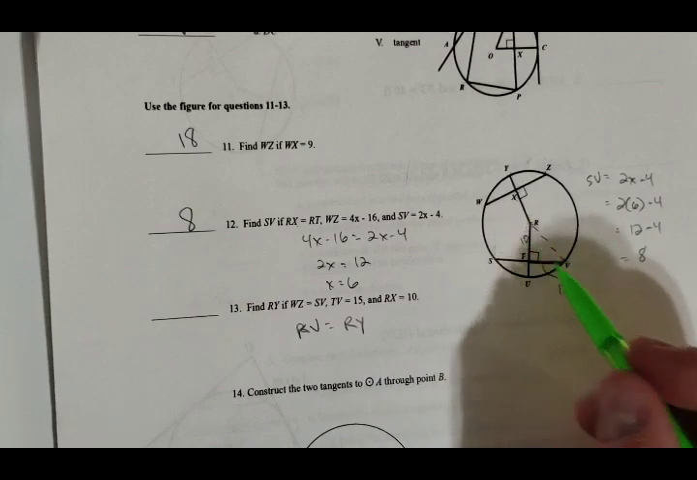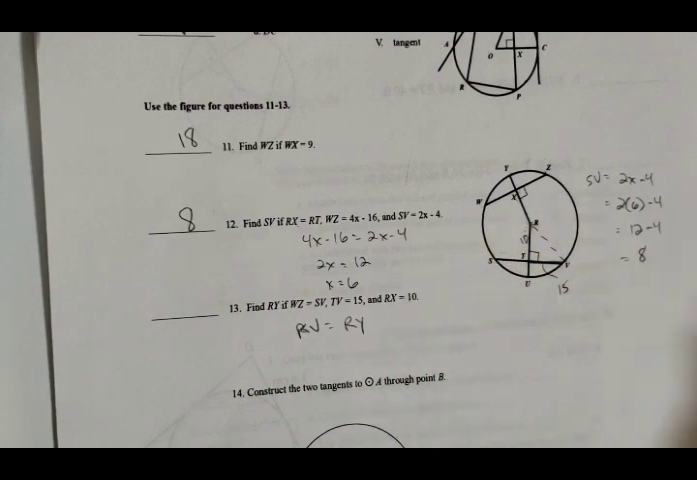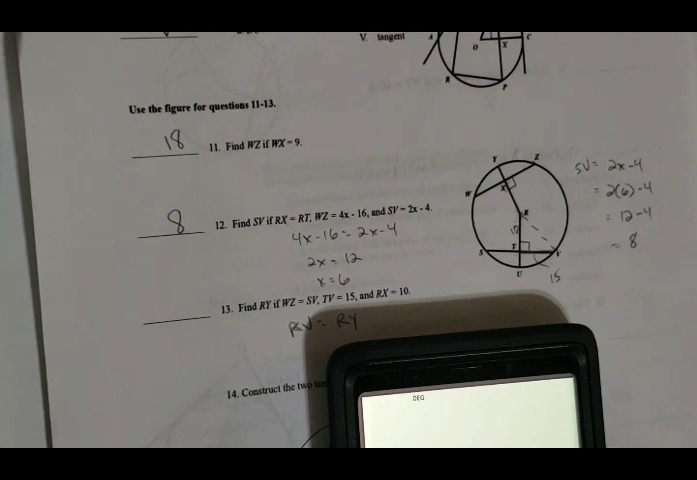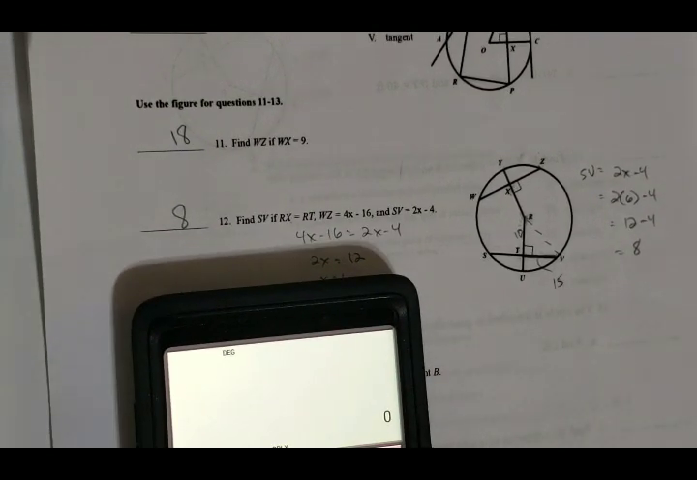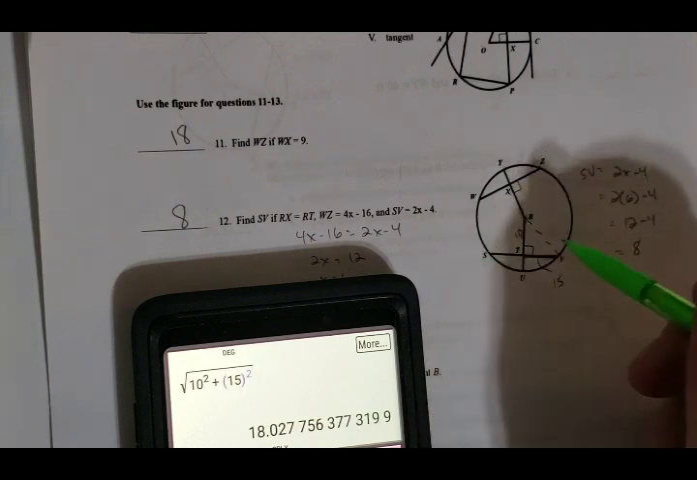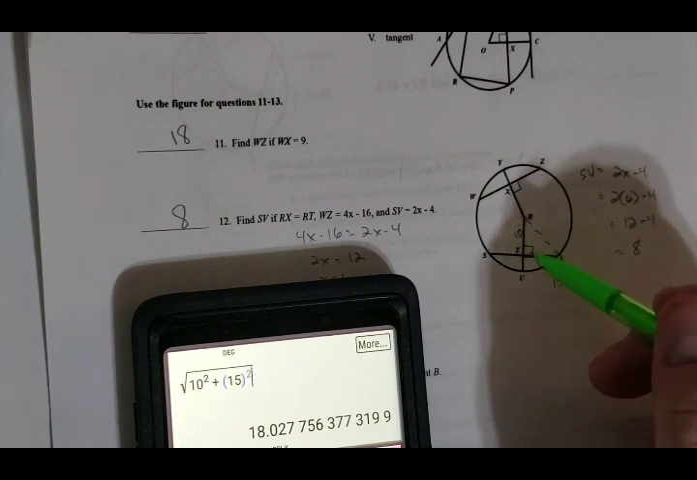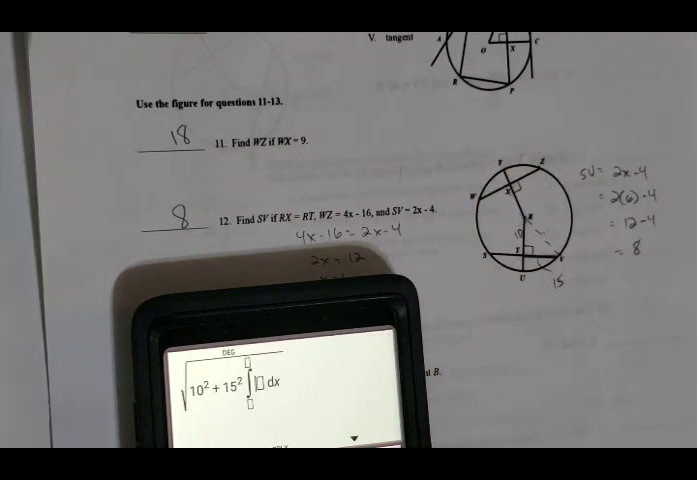So let me just find this. All right, this is a right triangle, so I can use the Pythagorean theorem. All right, I'm just going to plug it into my calculator here. All right, I'm going to do the quick way. The square root of 10 squared plus 15 squared. The reason I can do plus is because I'm looking for my hypotenuse. If my hypotenuse is one of them, then I'm going to do the square root of the hypotenuse squared minus whichever other side we know, and that's going to give it to me, right?